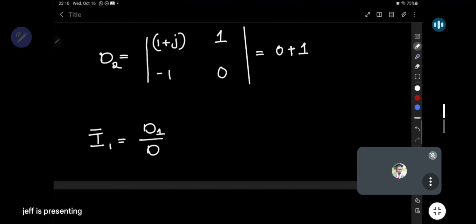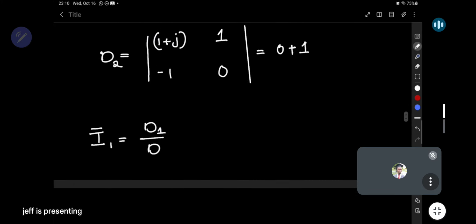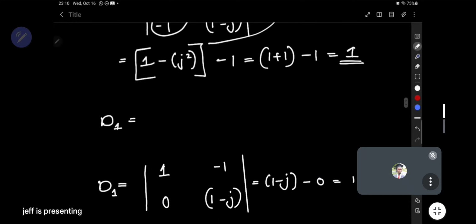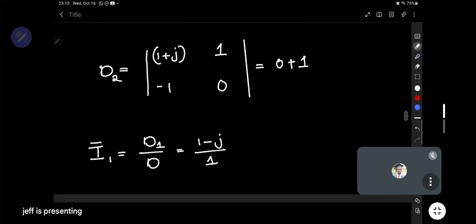Are we okay up to here? Is this fine? Yeah, yeah. Okay. So what was our d1? Our d1 was 1 minus j. And our d, we got 1. So this is just 1 minus j.